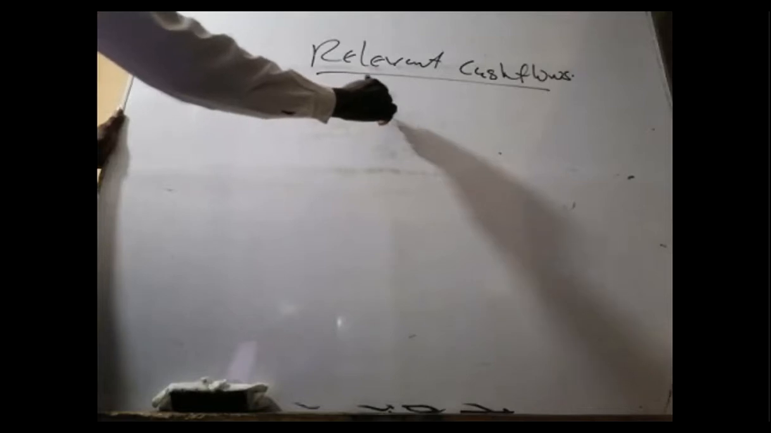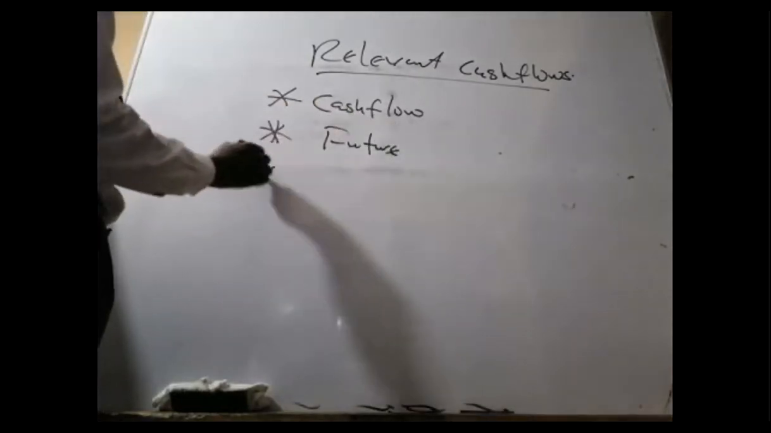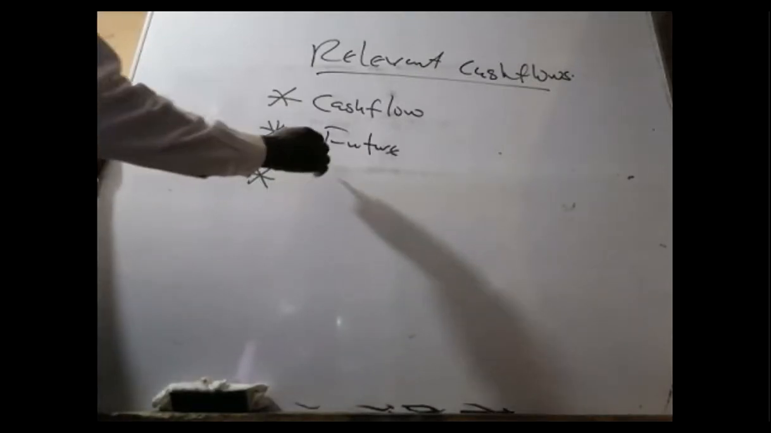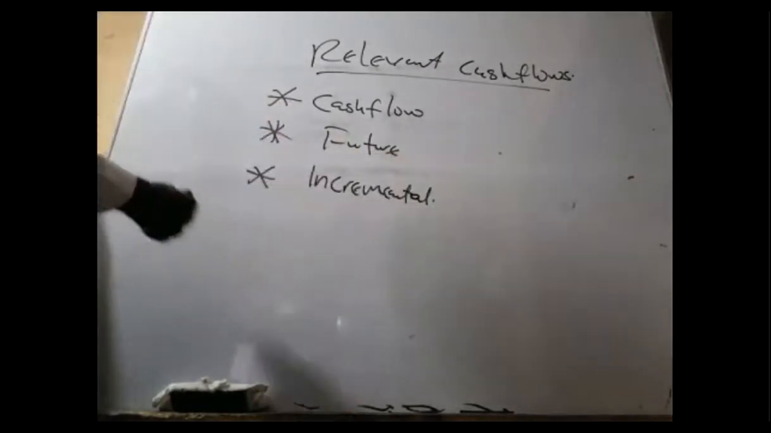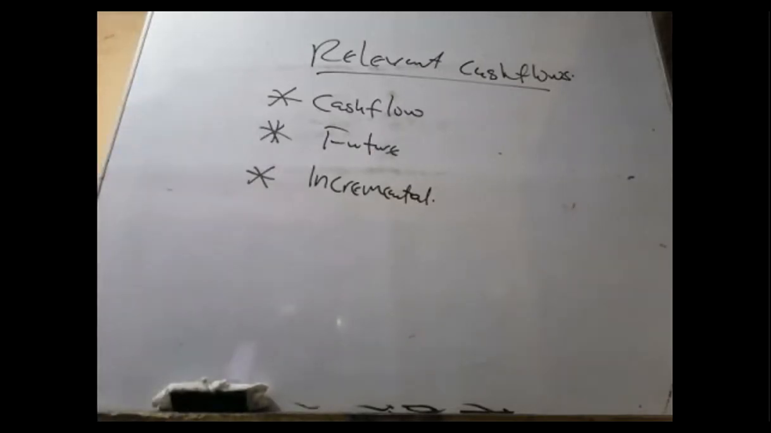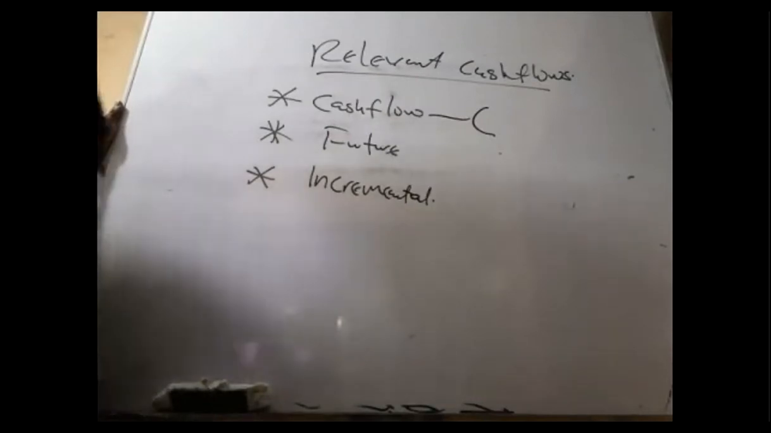The relevant cash flows have three features. One, the cash flow must be in the form of cash movement. So it must be cash flow. Number two, it must be in the future. Number three, it must be incremental or incidental. So these are the features of the cash flows that are relevant to the NPV calculation. Here, ignore all non-cash items such as what? Depreciation and provisions.